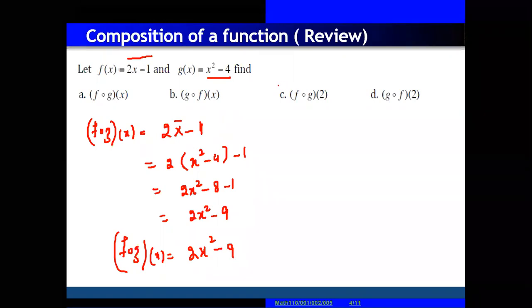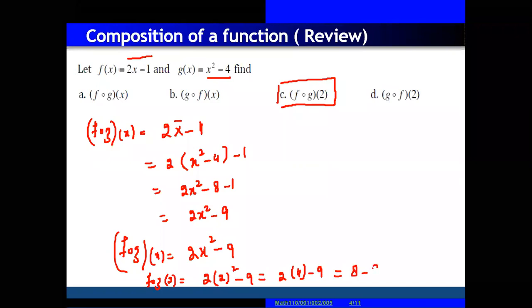Okay, next one, C part, you can see f composition with g, but when x is 2. So same, you can replace x here too, like f of g composition of 2. So we have 2x square minus 9 with x replaced with 2. So 2 square minus 9. This means 2 multiplied with 4 and minus 9. So 2 fours are actually 8 minus 9. So equal to what? 8 minus 9 is equal to minus 1.